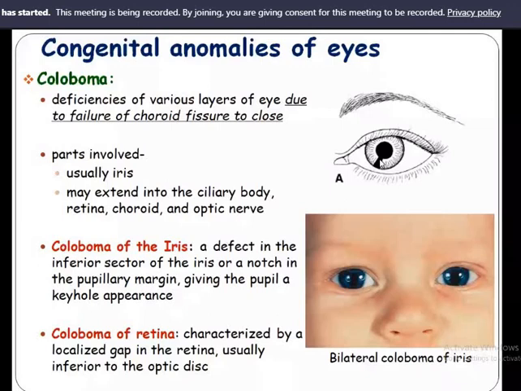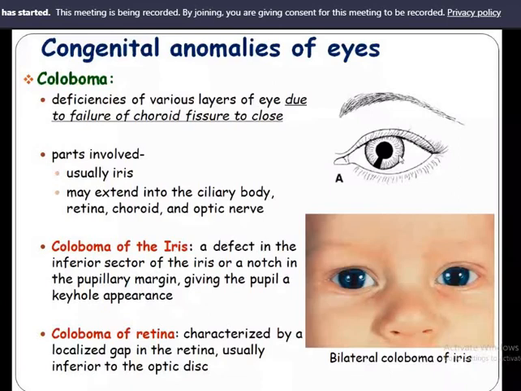No. Congenital anomalies of the eye: coloboma. This is the deficiency of the various layers of the eye due to the failure of the choroid fissure to close. The choroid fissure appears on the ventral surface of the optic cup and the optic stalk. This fissure has to close, or the edges of the choroid fissure have to attach with each other, and the fissure has to disappear.